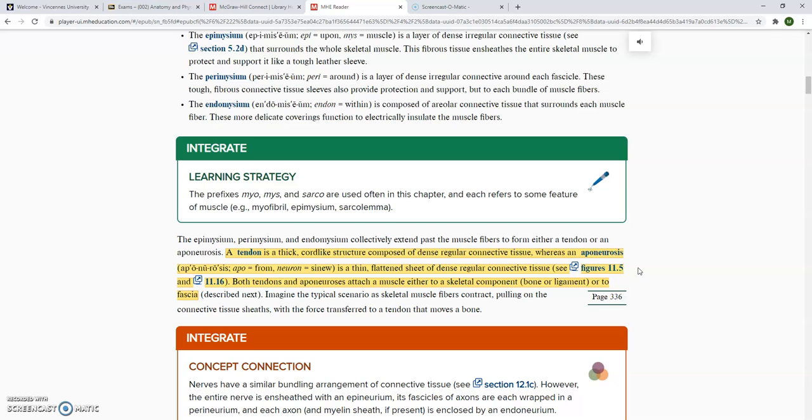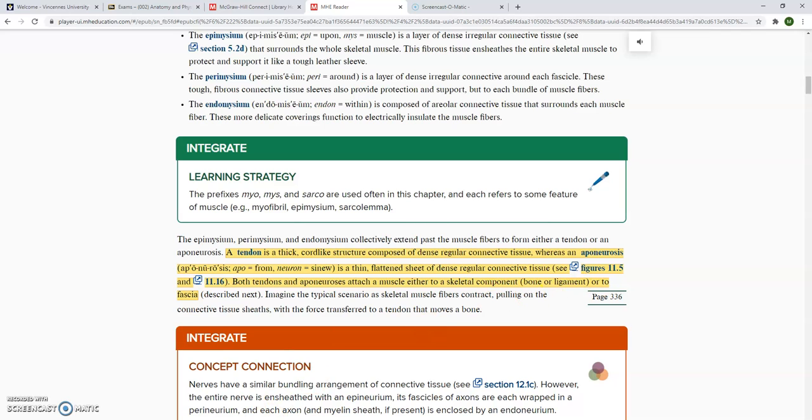So they're made of the same type of tissue, and they are going to connect muscle to bone. But depending on their shape, they'll either be called a tendon if they're cord-like, or an aponeurosis if they're kind of a flattened sheet sort of structure. So those are the tendons and aponeuroses that you should be familiar with.